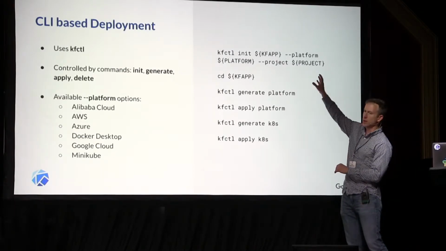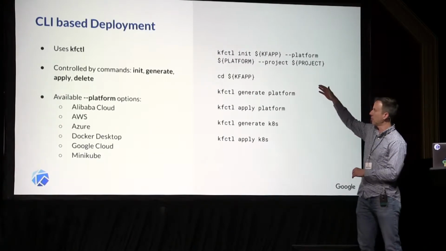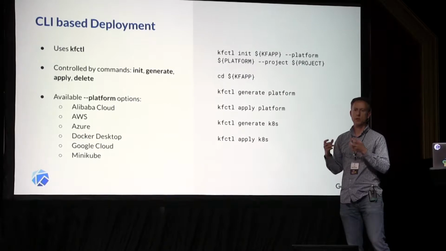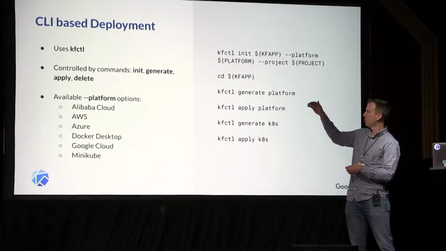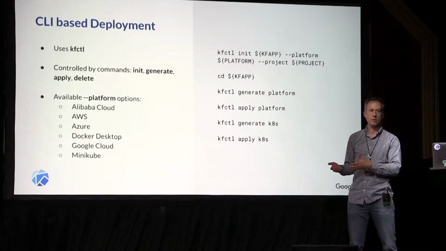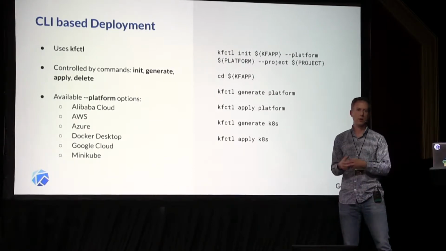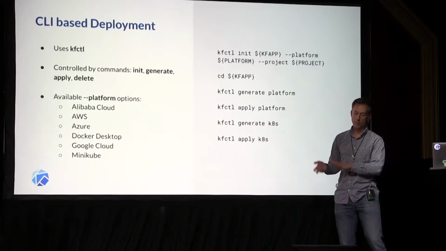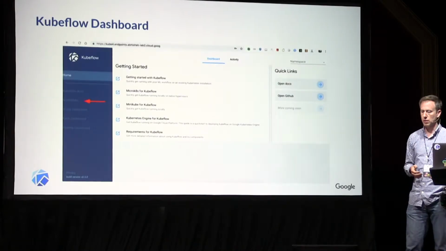You init to set up your one-time setup, putting in your platform and the name of your application, and then generate platform. Anytime you run generate, you're creating the scaffolding, but you're not actually deploying it. Here, the platform is about setting up your cluster. If you already have a cluster, you don't have to do this step. And then the Kubernetes step is for generating all the services that run on top of your cluster. And that's basically it to get it installed from the command line.